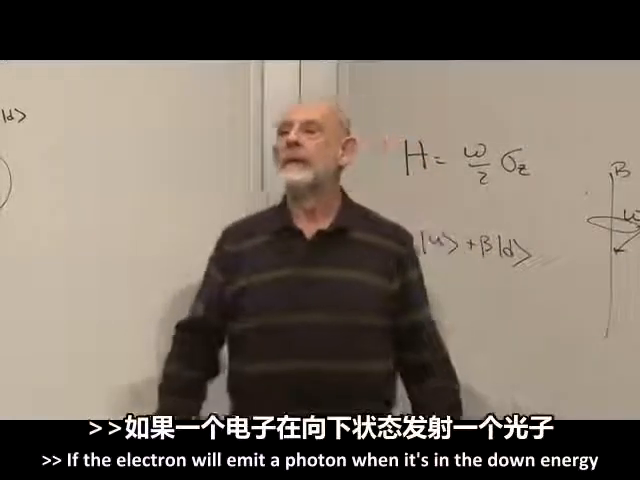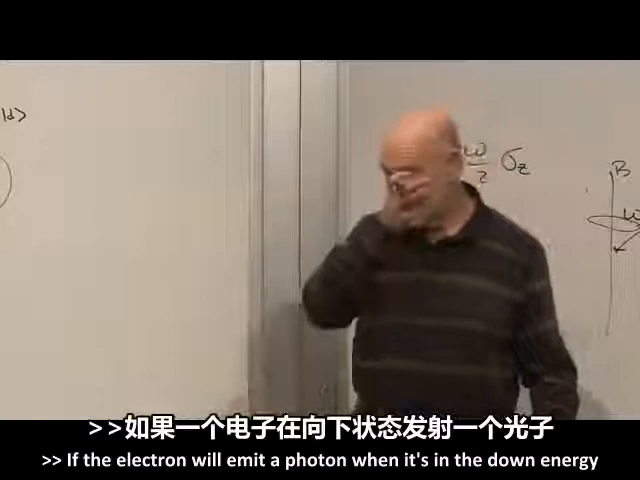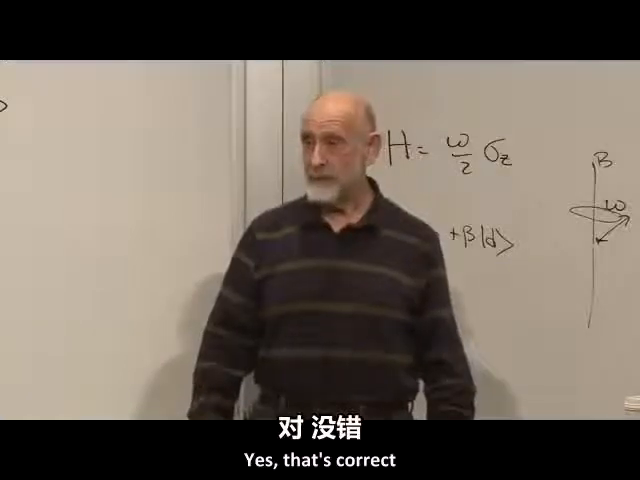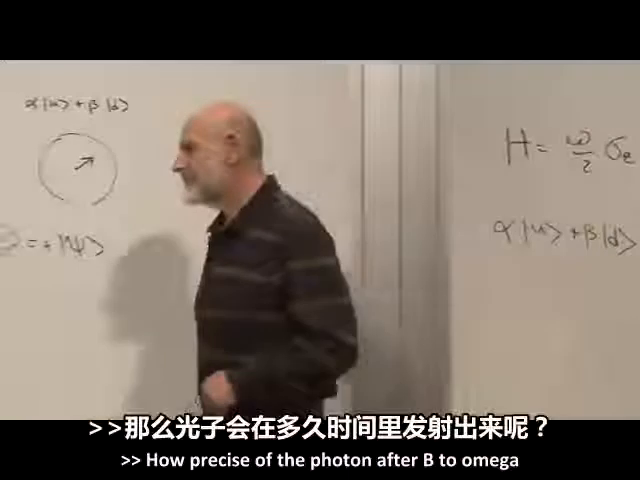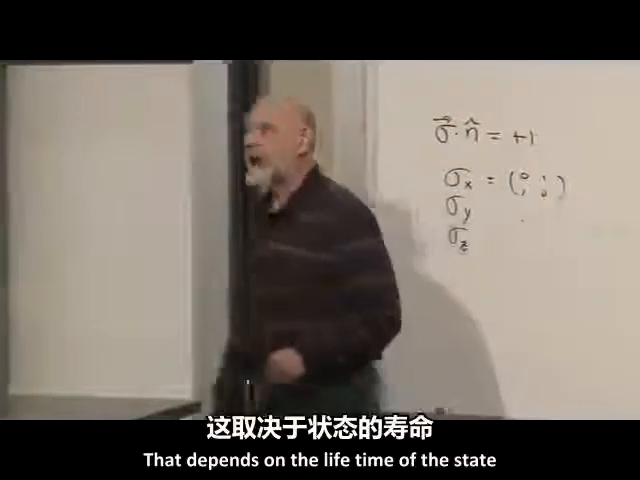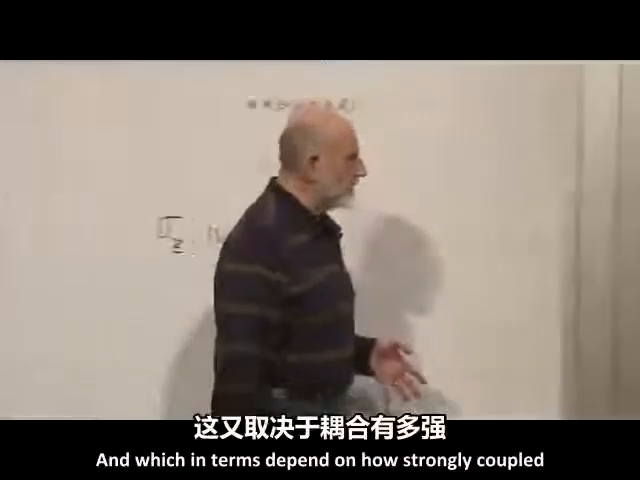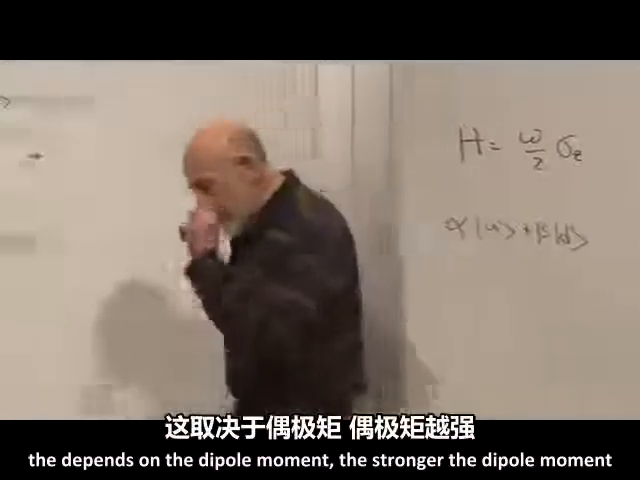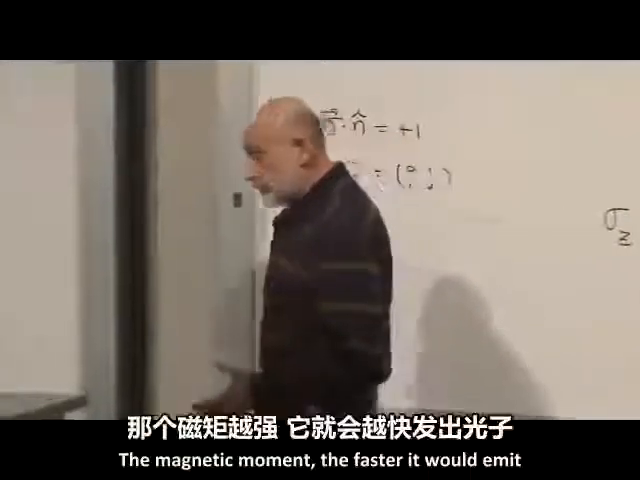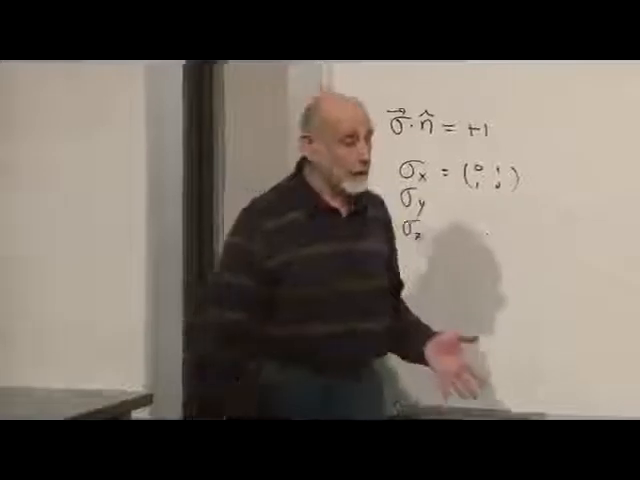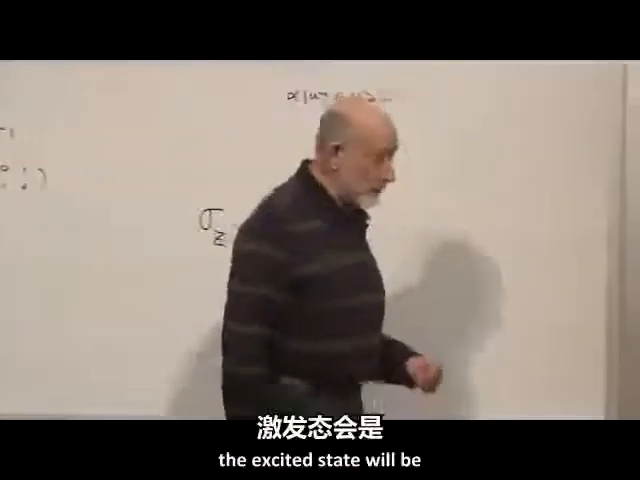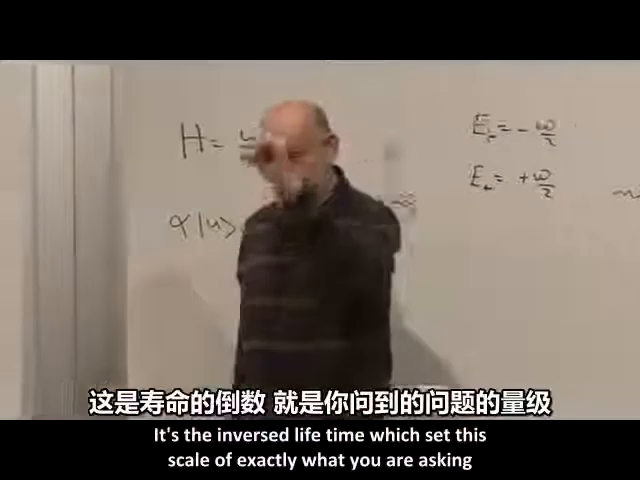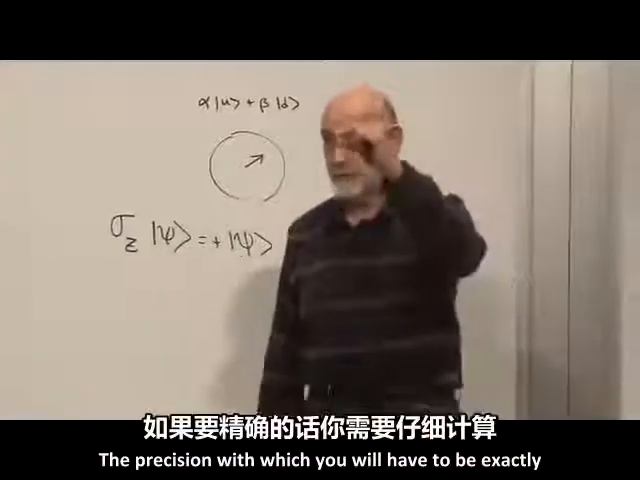If the electron will emit a photon when it goes down in energy, presumably it could absorb a photon. Yes, that's correct. How precise would that photon have to be to omega? That depends on the lifetime of the state, which in turn depends on how strongly coupled it is, on the magnitude of the dipole moment. The stronger the magnetic dipole moment, the faster it will emit. The faster it emits, in other words, the shorter the lifetime of the excited state will be. It's the inverse lifetime which sets the scale of exactly what you're asking, the precision with which you have to be.